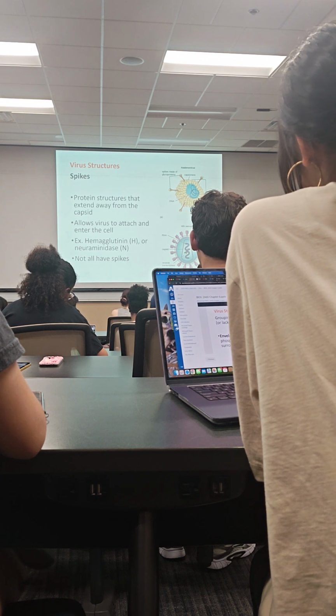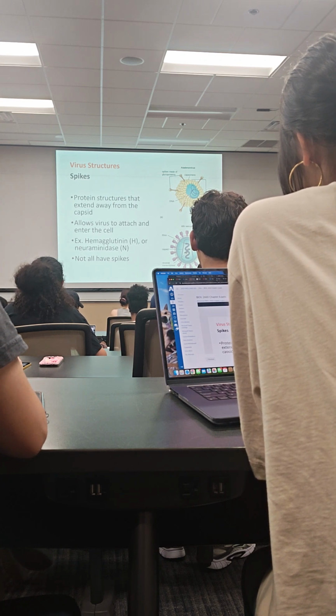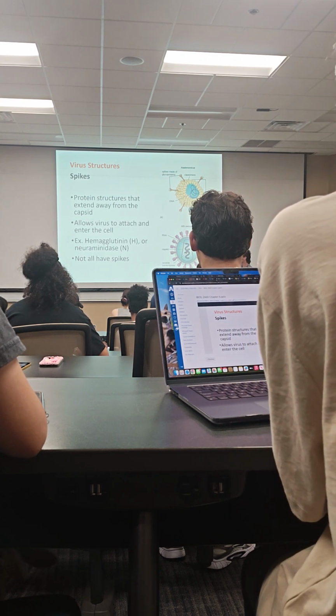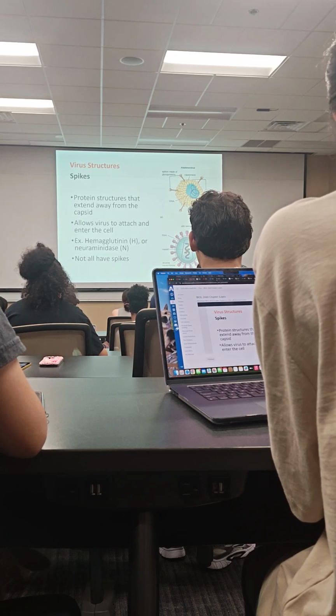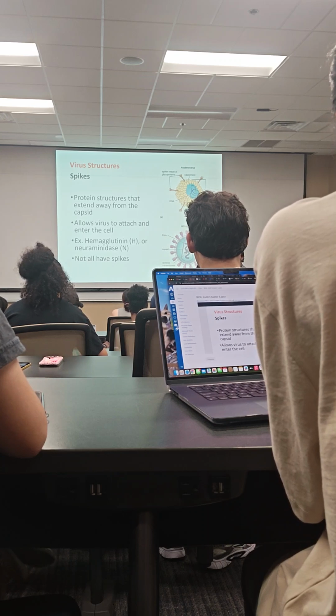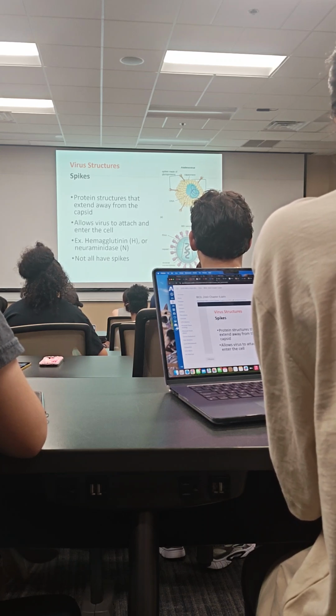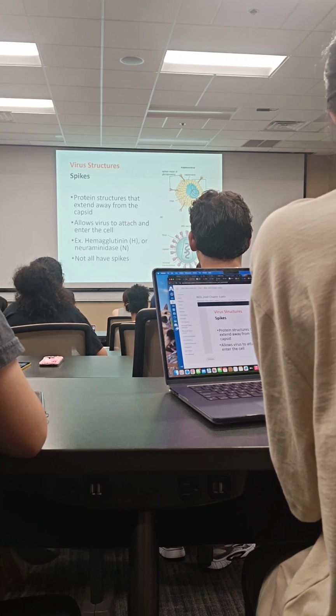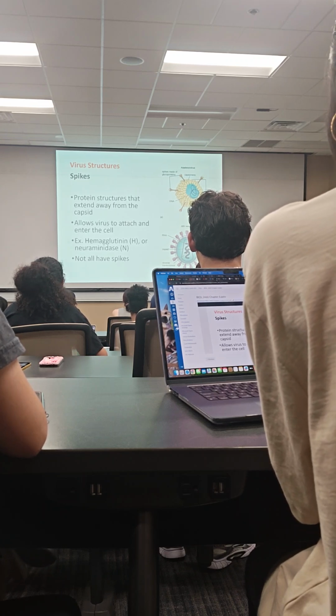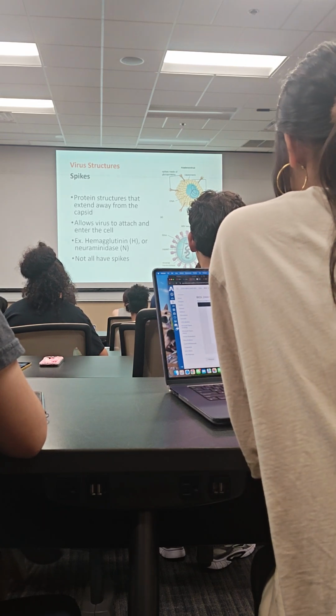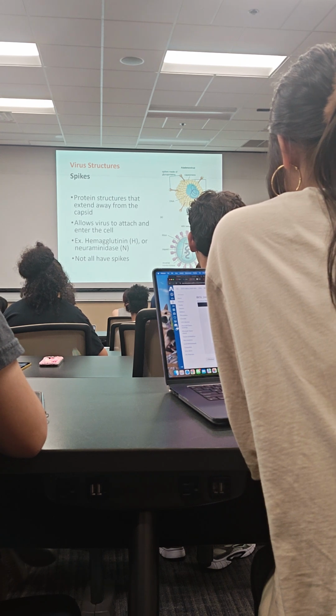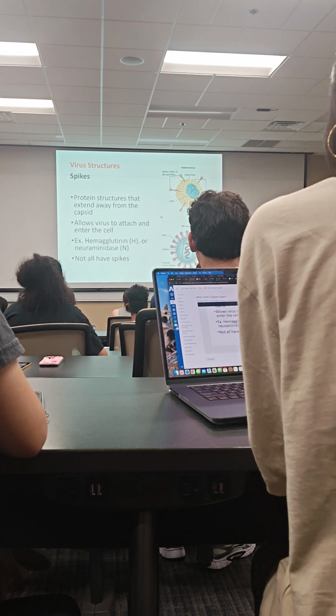We also categorize them by their spikes. So they have these protein spikes that come off of that capsid, and they aid in the attachment and the release from that cell. We categorize these spikes as hemagglutinin or neuraminidase spikes. So H for short or N for short. H spikes, N spikes.